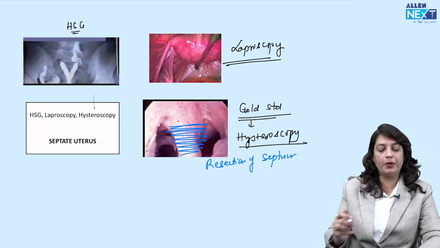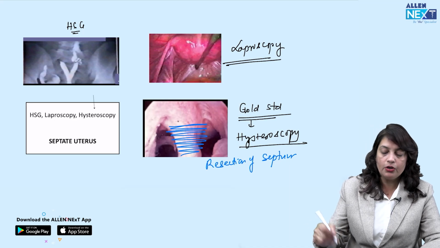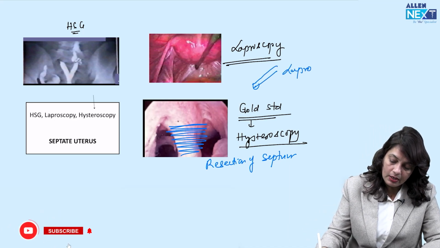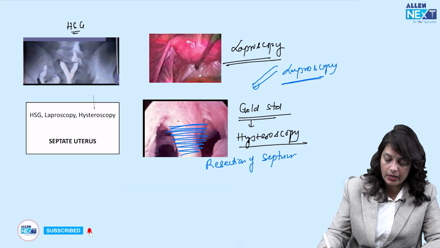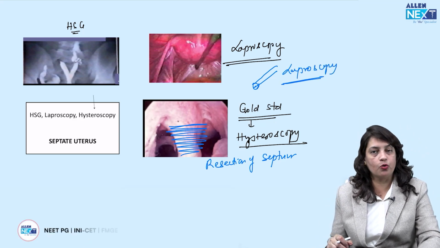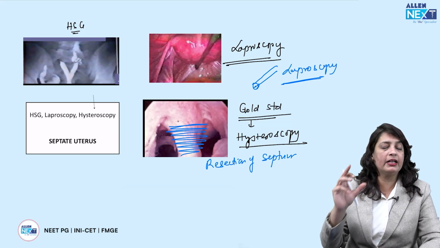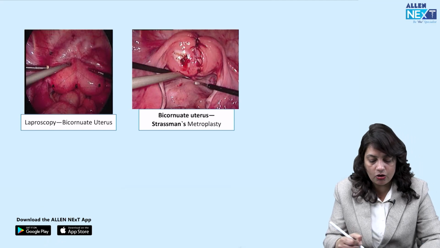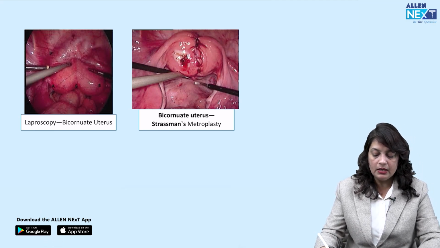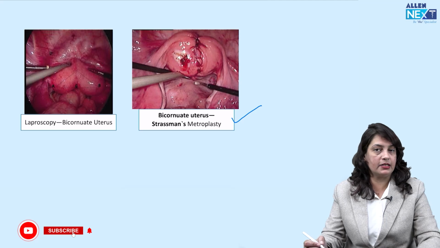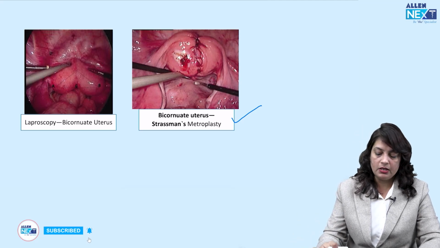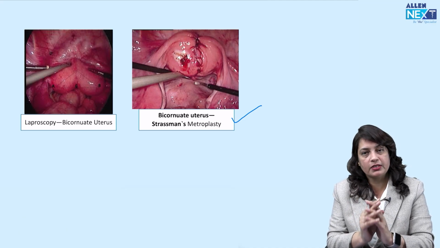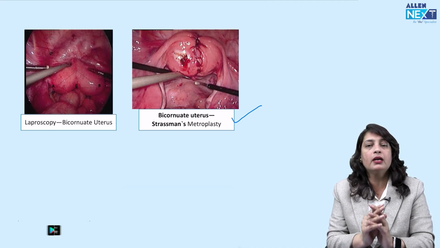While I am doing hysteroscopy, I might perforate the uterus. To avoid perforation, I will do a laparoscopy-guided procedure. So that is why laparoscopy and hysteroscopy are combined when you are treating Mullerian duct anomalies. Here this is the bicornuate uterus, and laparoscopically the metroplasty can be done in cases of bicornuate uterus. So this is the close differential diagnosis of a septate uterus, that is a bicornuate uterus.